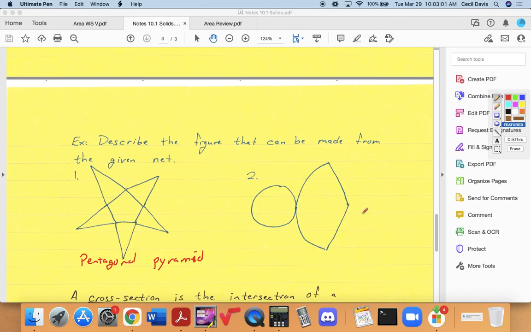This one some students find hard at first, but yes, it's a cone. So this would be the base, and the lateral part would go up to this point up here.